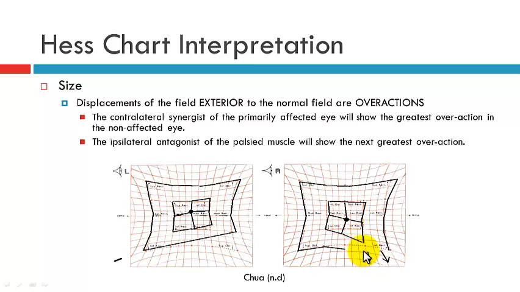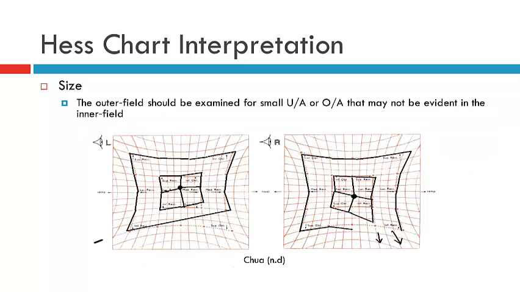In the outer field, we see these arrows. These indicate that the patient placed the light at a point outside of the actual chart. So it's a large overaction when you see arrows. Another point to make is that the outer field should be examined where there are small underactions or overactions.